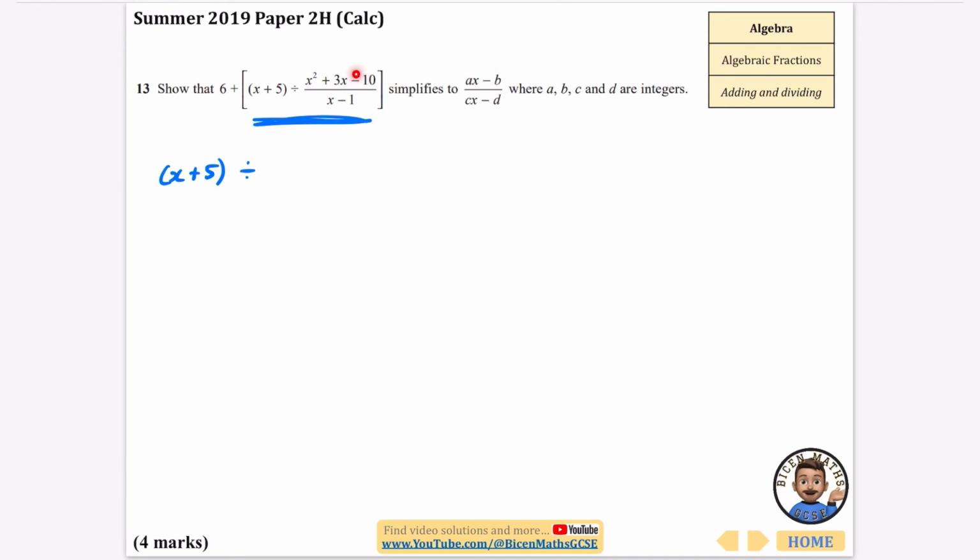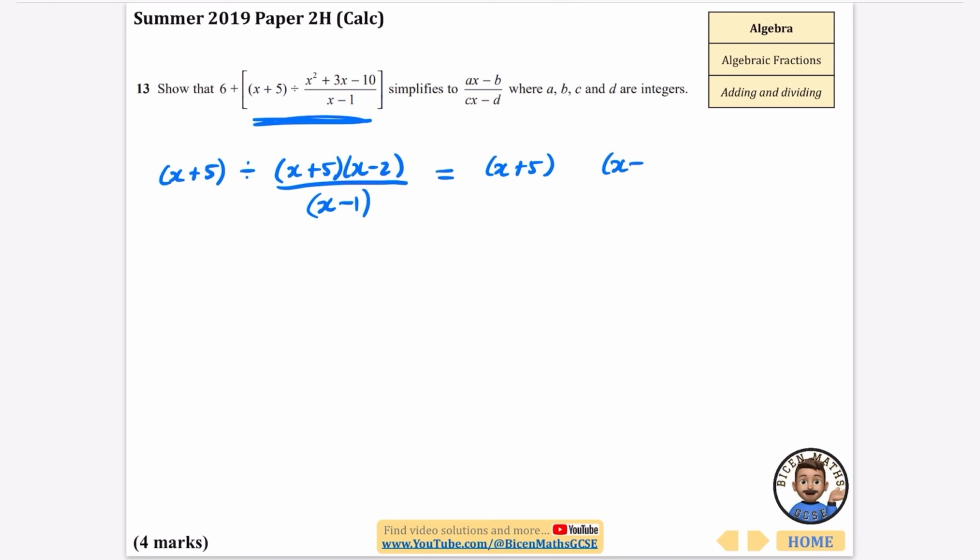Just think of 2 numbers that multiply to minus 10, but add to 3. Well, I think those 2 numbers are probably going to be a plus 5 and a minus 2. They multiply to minus 10, add to 3, and that's going to be divided by x minus 1. So what I'm going to do now is I'm going to do the keep flip change. So I'm going to keep that. I'm going to flip this one over.